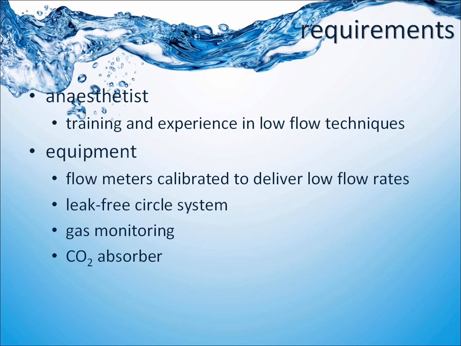Now, the equipment that we have that's a standard in Australia is already available for low flow anesthesia. The main features of the anesthetic machine should include that the flow meters are calibrated down to about 50 mils per minute each increment. The circuit basically needs to be leak-free or pretty much gas-tight. You need gas monitoring, that's quite indispensable in low-flow anesthesia, and your CO2 absorber, since minimal gas is vented.